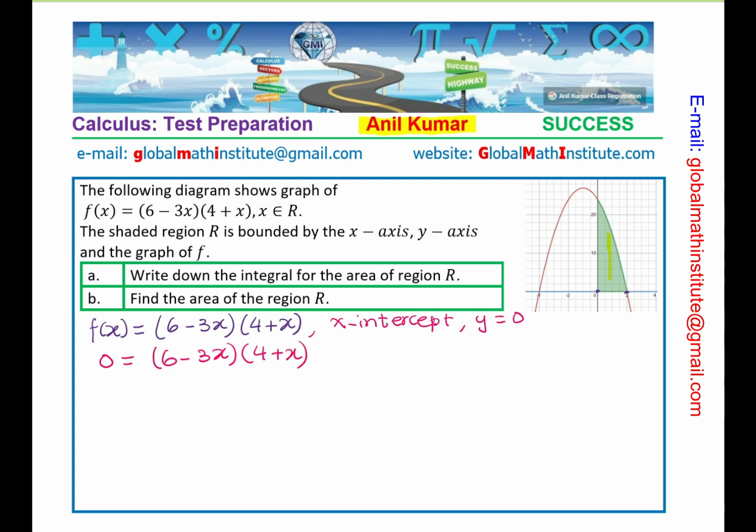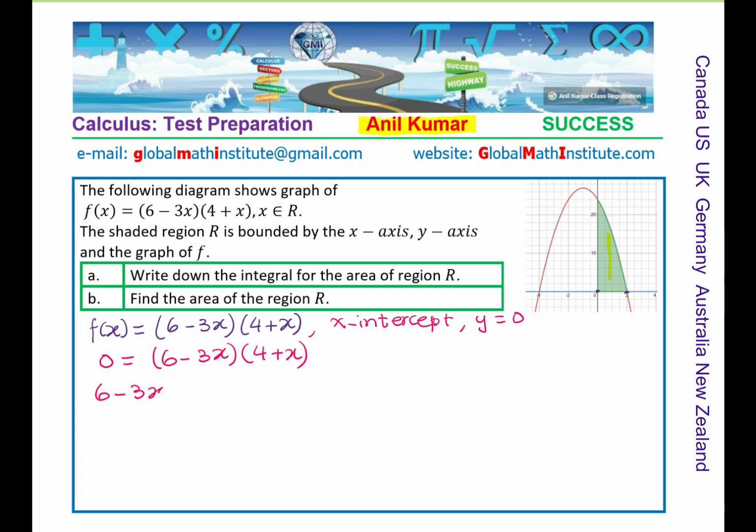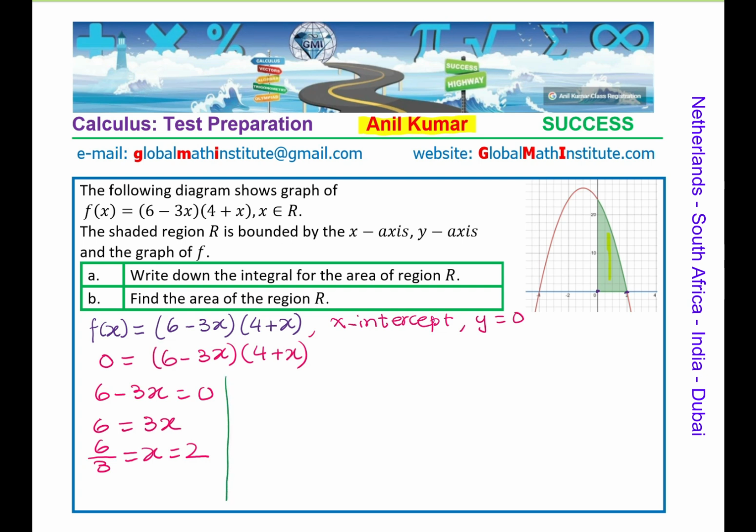From the zero product theorem, we can say that the two factors should be 0. So 6 - 3x should be equal to 0, which gives you 6 = 3x, or 6 by 3 equals x, which is 2. That is one value. The other one is 4 + x = 0, x = -4. So we get two values: this one is -4, and the other one here is at 2.